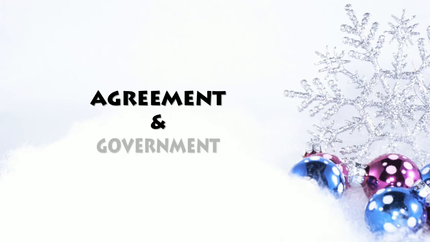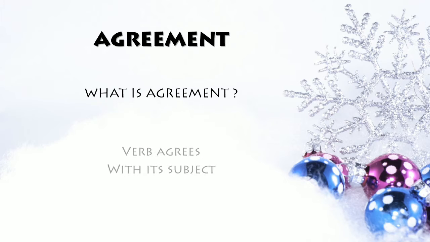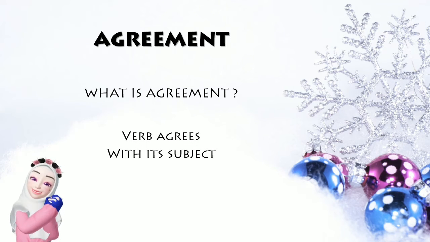Okay, let's move on to the next material. I will continue with agreement and government. The first is agreement. What is agreement? Agreement is when two words match in their formal properties, or agree, involving one word matching the same property of another word.